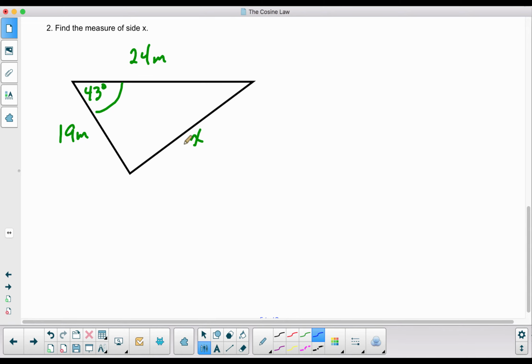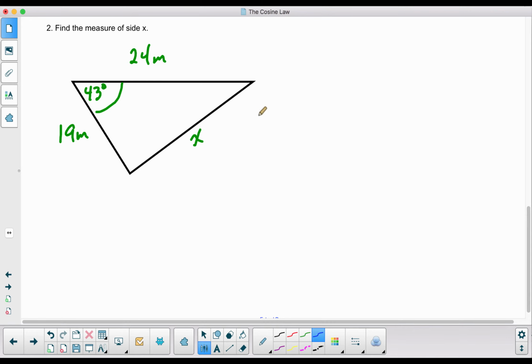So find the measure of side x. What I want to show you here is that you don't necessarily have to write out that whole formula every time. All we have to remember is that we are starting off the formula with the side opposite the angle that we're working with, the given angle in this case. So we're going to start off this formula with x squared.